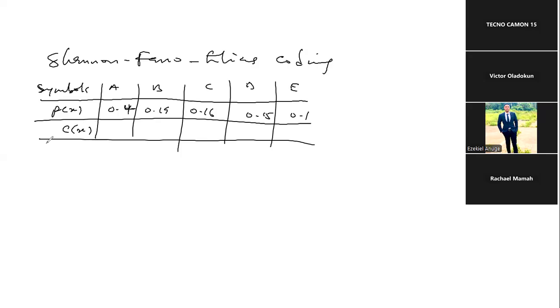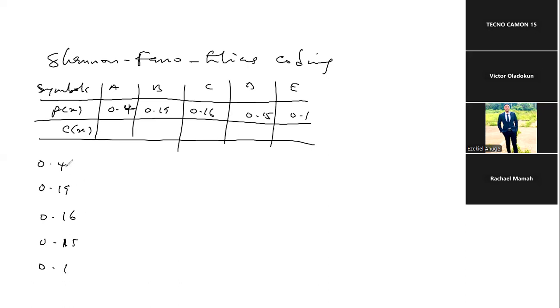Now, for the Shannon-Fano Elias coding, the first thing to do is also to list the symbols in order of decreasing probability. So that has been done for us. So we have 0.4, 0.19, 0.16, then we have 0.15, then 0.1. Then we partition. In this case, we are going to partition the set into two sets that are as close to equiprobable as possible. And then we assign 0 to the upper set and 1 to the lower set.